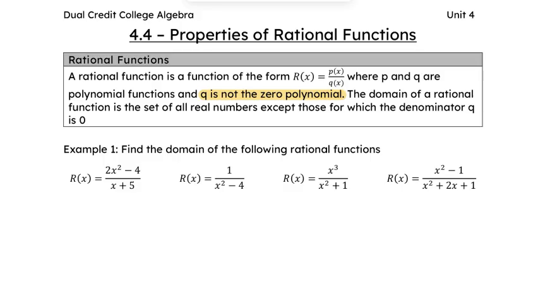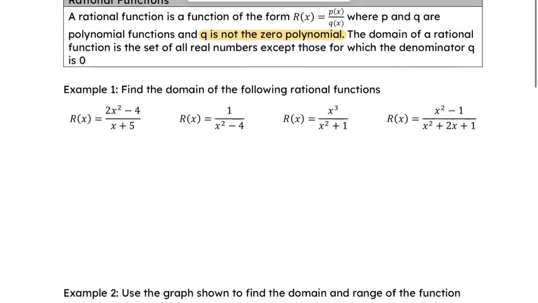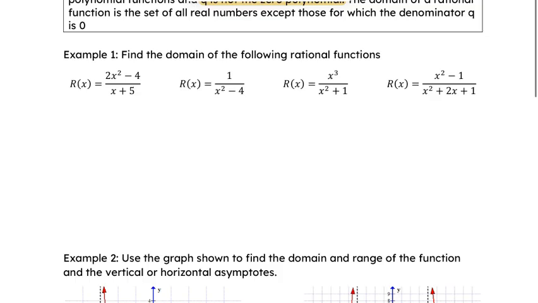It says the domain of a rational function is a set of all real numbers except those which make the denominator q 0. So for 1 right here, where it says find the domain of the following rational functions, we're going to figure out what would make the denominator 0, and then it's going to be everything except for that.